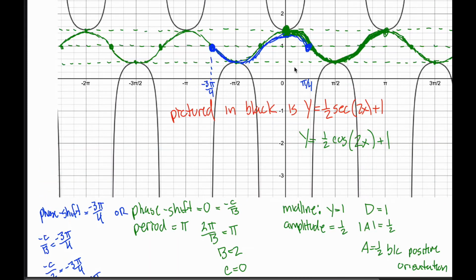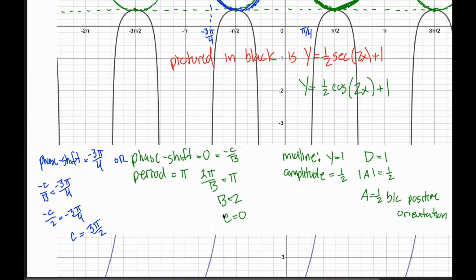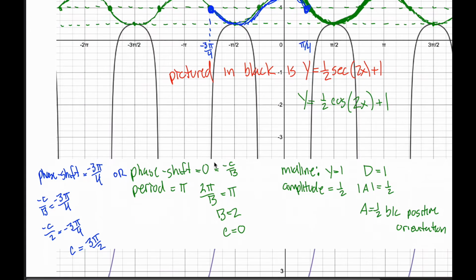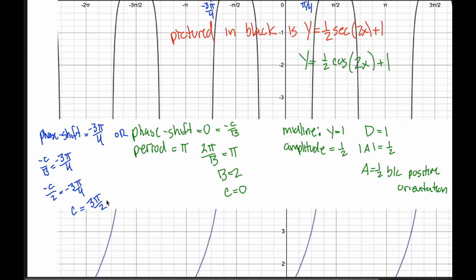So depending on what you choose as your starting point is going to change your value of c. I think the starting point that makes life easiest is if you choose your phase shift to be 0, and then c is just 0. But if you chose your starting point to be at negative 3 pi over 4 here, well then your value of c would be 3 pi over 2.